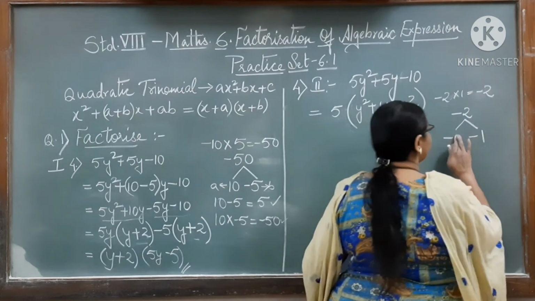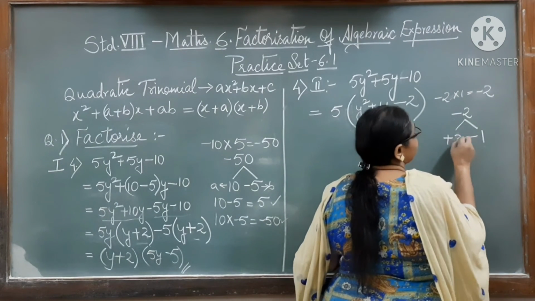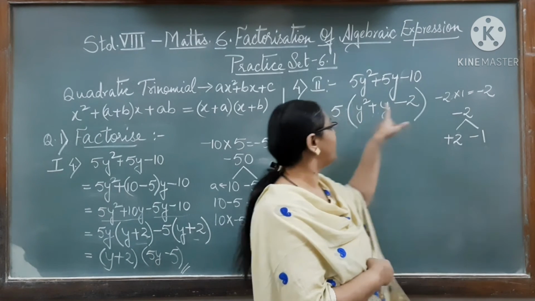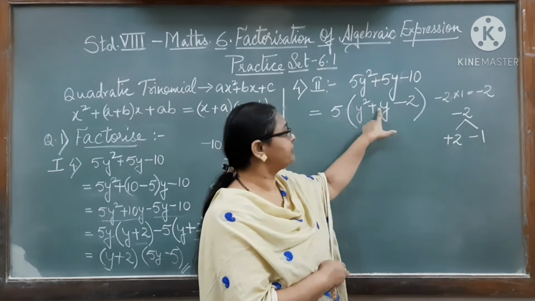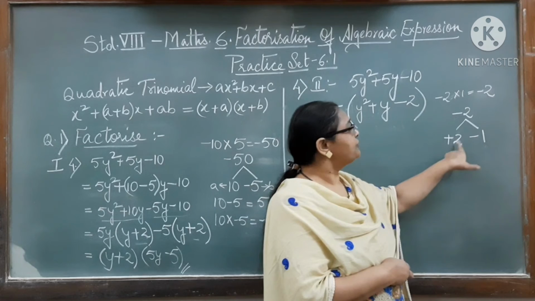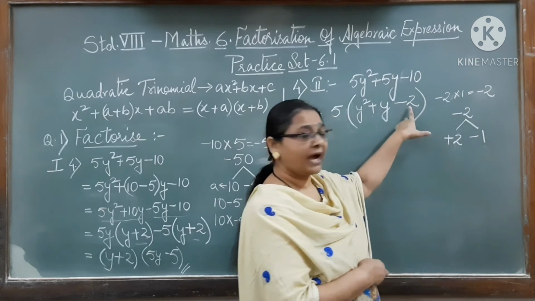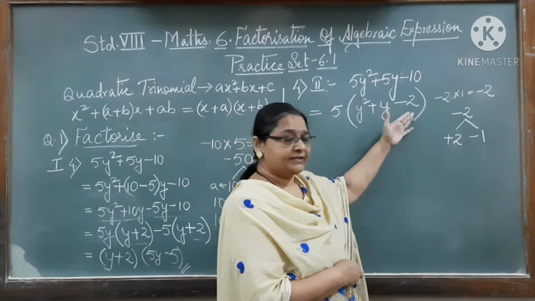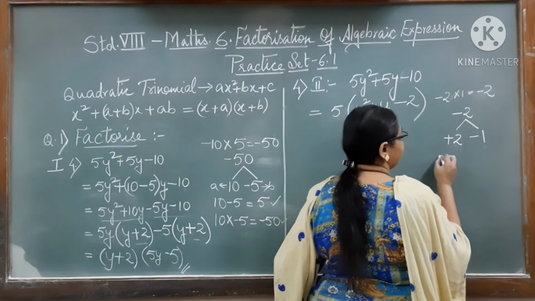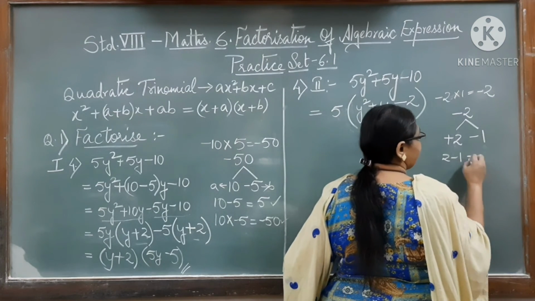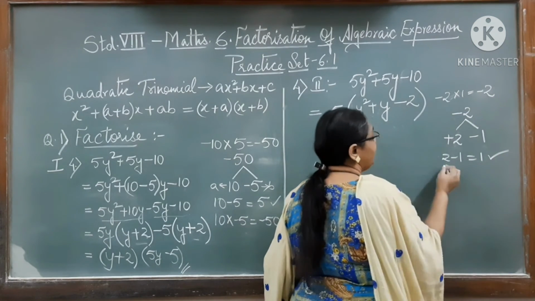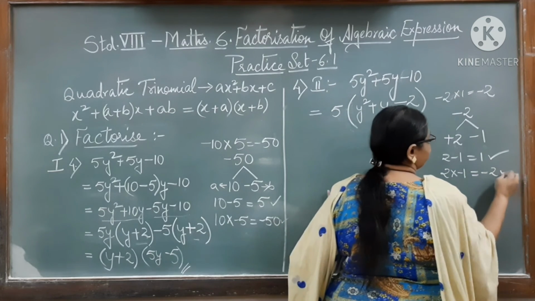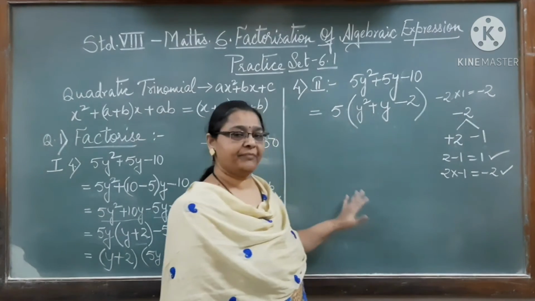So here I can use 2 and minus 1. Now 2 minus 1 is 1. Of course, I am going to get the coefficient of the middle term. And 2 multiplied by minus 1 will be minus 2. So I can get the constant term. Very simple. So here I get 2 minus 1 is 1, which is of course fine. Again I get 2 multiplied by minus 1 is equal to minus 2. So both the factors can be used here.